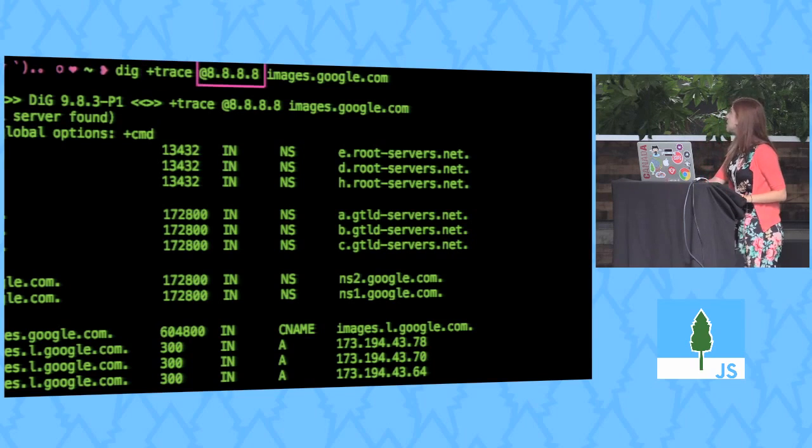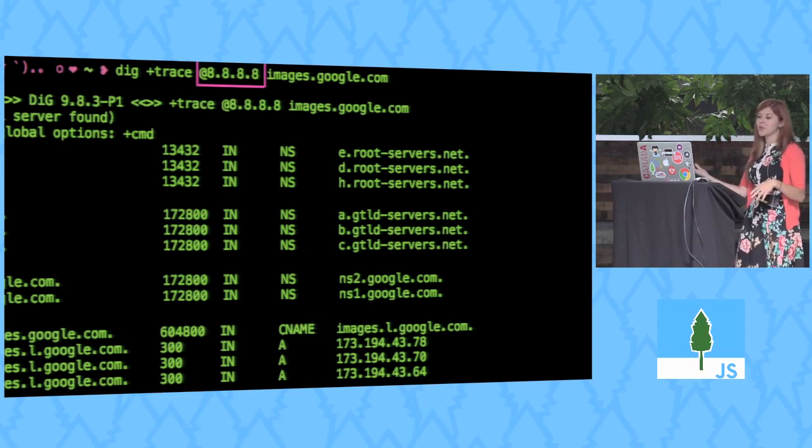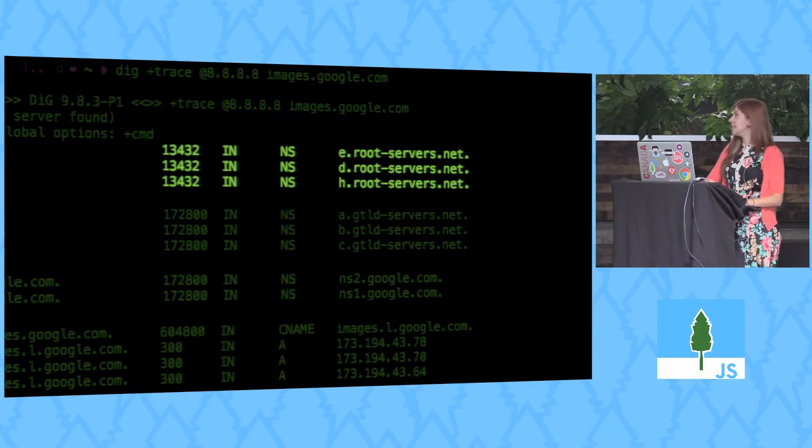And on top of that, you can actually tell it what DNS server you want to be talking to. So in this particular case, I'm talking to 8.8.8.8 because it wasn't my default DNS. But if you want to skip ahead, you could, for example, query the google.com DNS about images.google.com directly. So you're going to skip all those first steps. And this is what I promised you I was going to show you about TTLs.